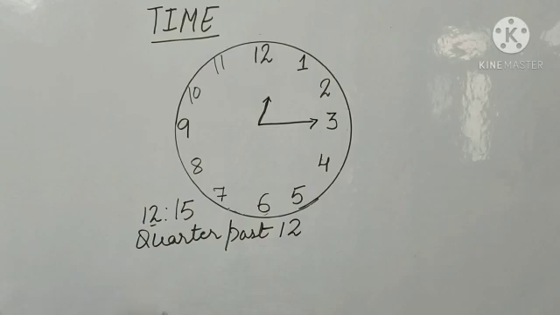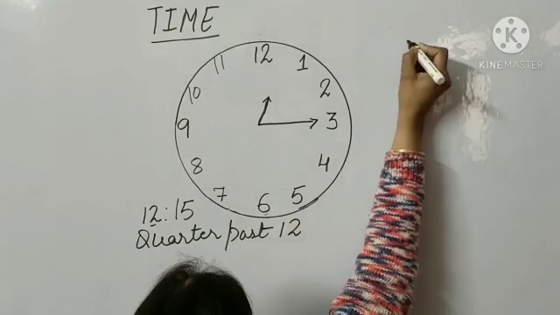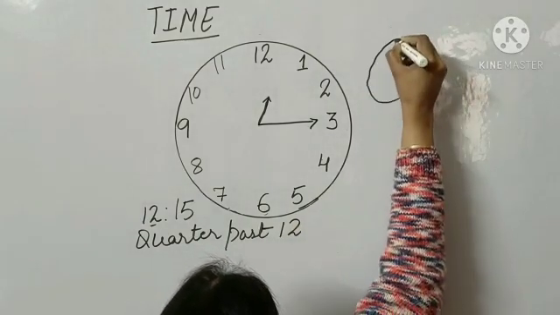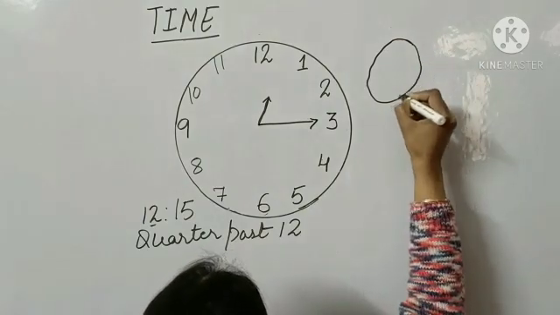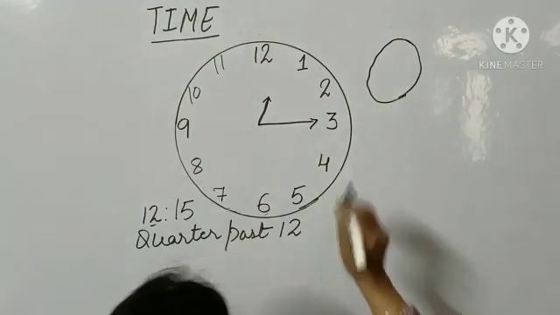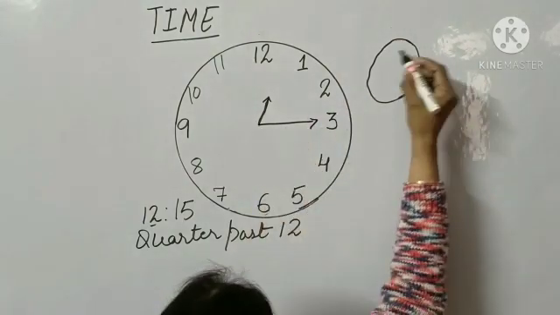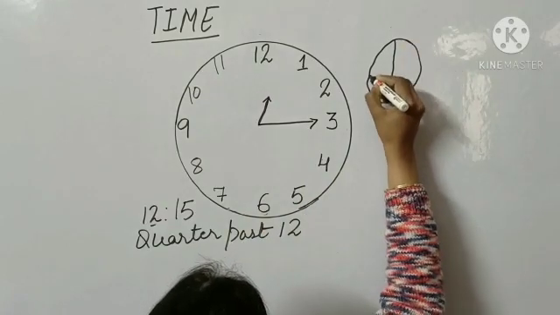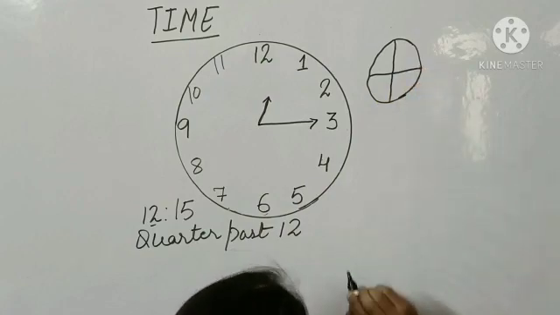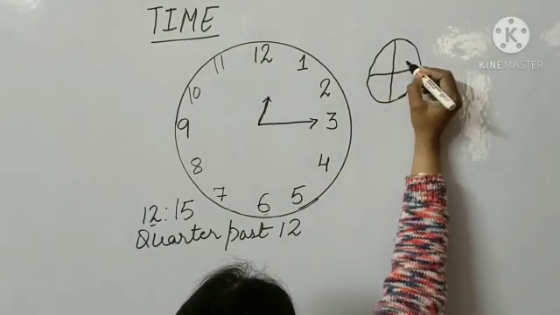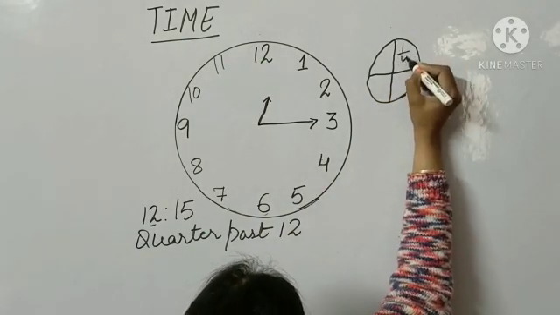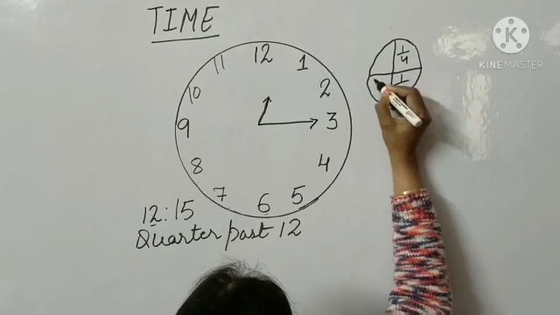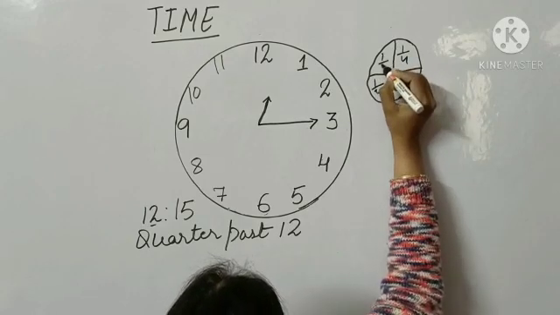See beta, this is my circle. This is my clock only. The clock is in the shape of a circle, and I can divide this circle into 4 equal parts. You all have studied fractions. So each equal part is how much? 1 by 4, 1 by 4, 1 by 4, 1 by 4.